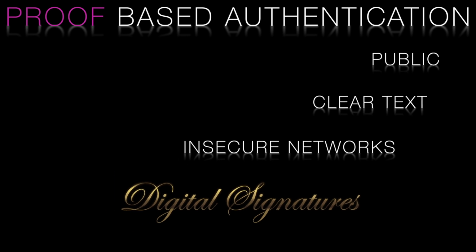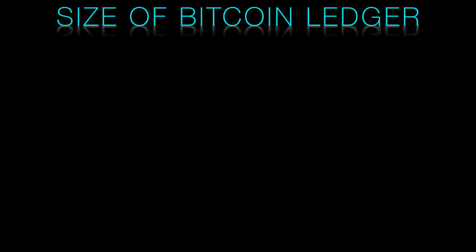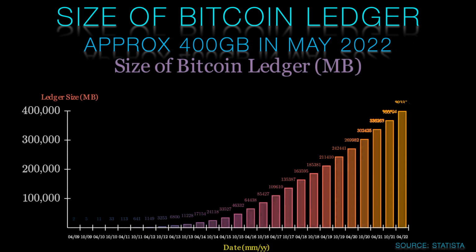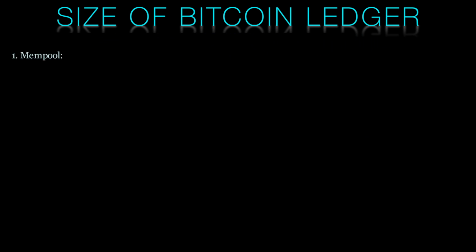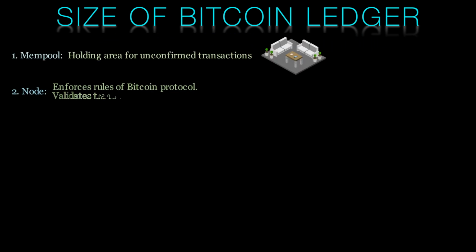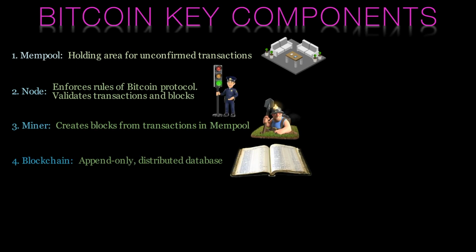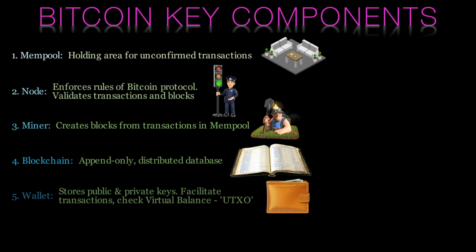One evident issue here is that this ledger will become large. At the time this video was being produced in May 2022, the size of the Bitcoin ledger was approaching 400 gigabytes, according to Statista. You will need a decent internet bandwidth and a fair amount of disk space to download and store this ledger. This is something that anyone can do by running something called a node. In future videos, we'll talk about nodes.